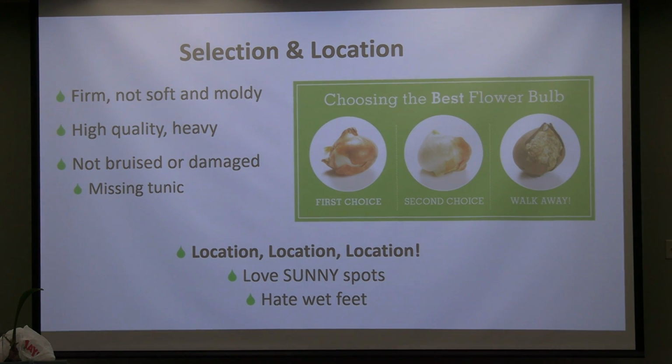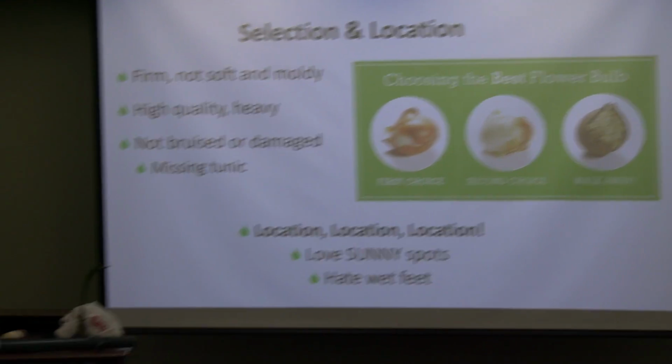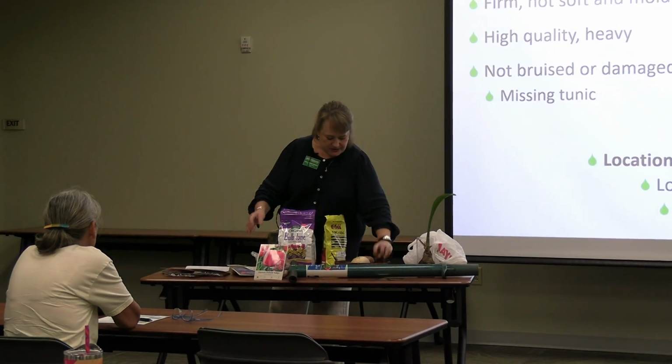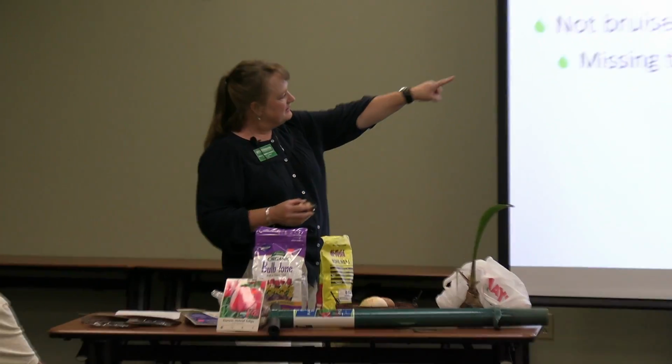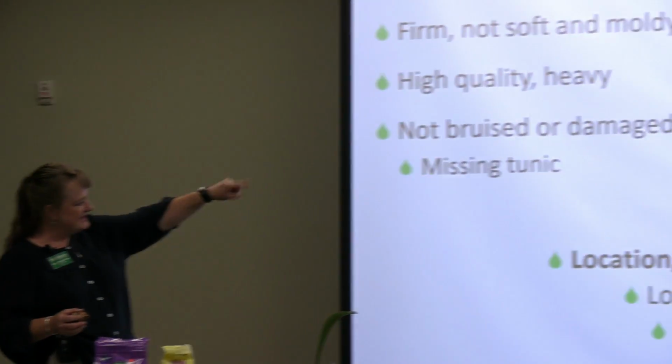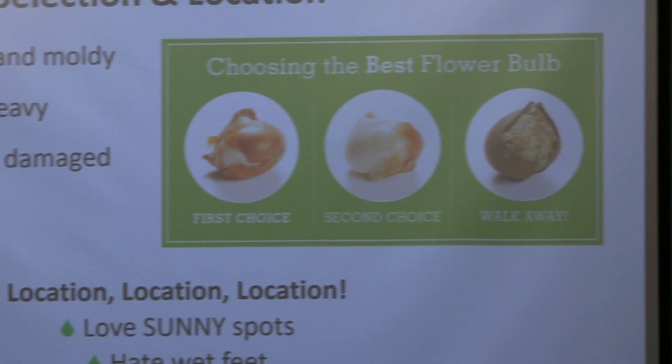So now when you're selecting a bulb, a lot of times you have to buy a bulb in a package like this. So you do your best to look at it and make sure that it's not damaged. You want to make sure the tunicate is on it. So you have the first choice, second choice, and a walk away. I just thought that was fabulous.